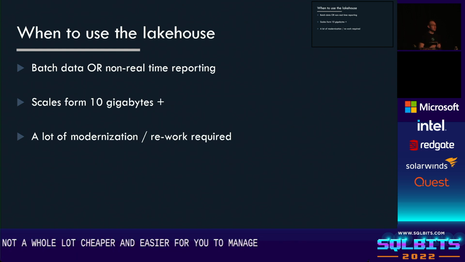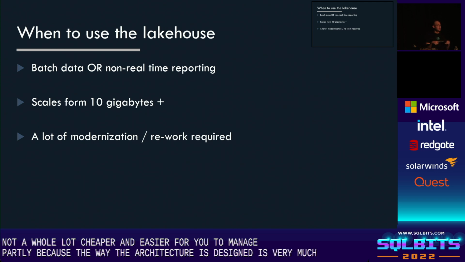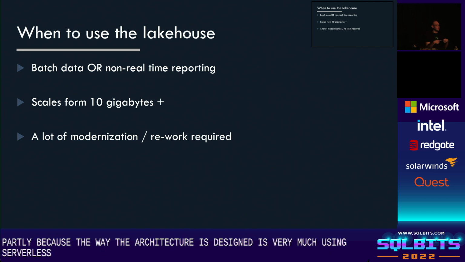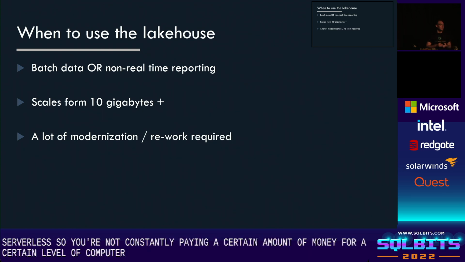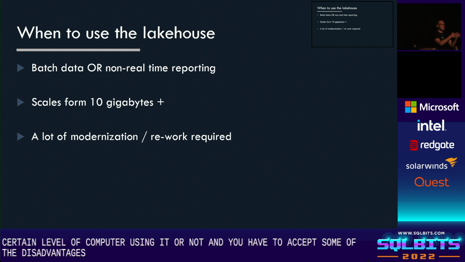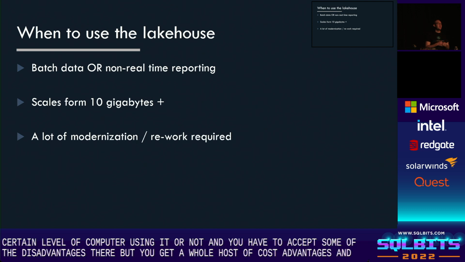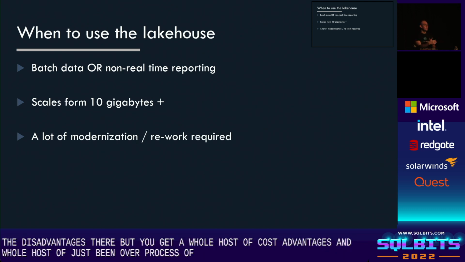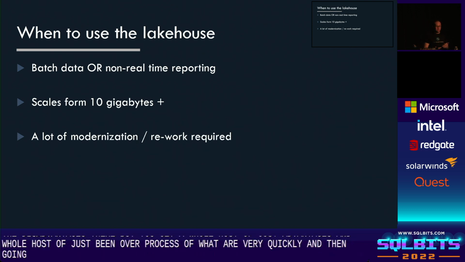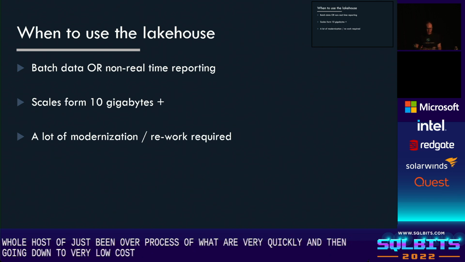And that's partly because the architecture is designed to use serverless compute on demand, so you're not constantly paying a certain amount of money for a certain level of compute, whether you're using it or not. You have to accept some of the disadvantages there, but you get a whole host of cost advantages, and the ability to process a lot of data very quickly and then go down to very low cost scenarios.